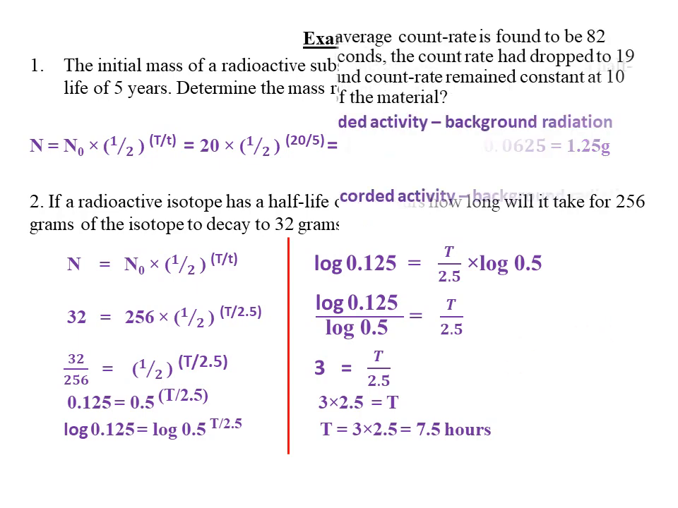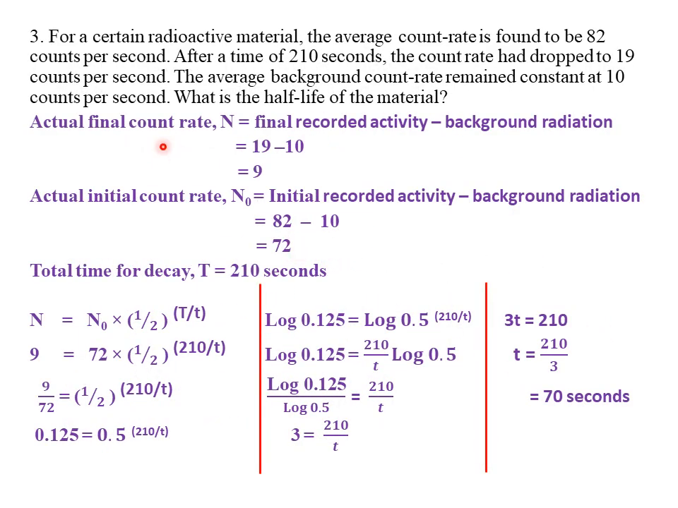Next, we look at our third example, which reads that for a certain radioactive material, the average count rate is found to be 82 counts per second. After a time of 210 seconds, the count rate had dropped to 19 counts per second. Then the average background count rate remained constant at 10 counts per second. What is the half-life of the material?